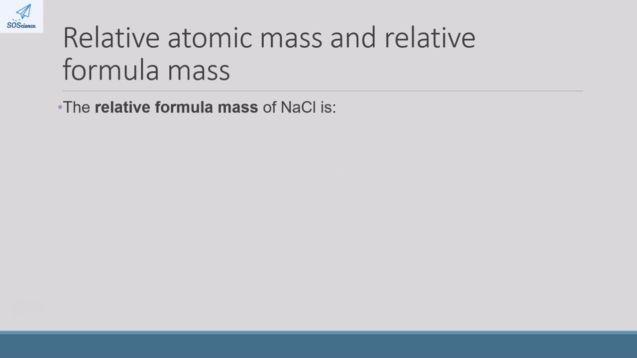The relative formula mass of NaCl is as follows. Sodium has an atomic mass of 23, and chlorine has an atomic mass of 35.5. So we simply add them up, and we get 58.5 units. And the reason that it's the relative formula mass is because NaCl is ionically bonded.